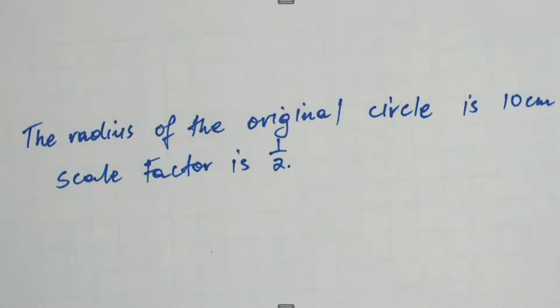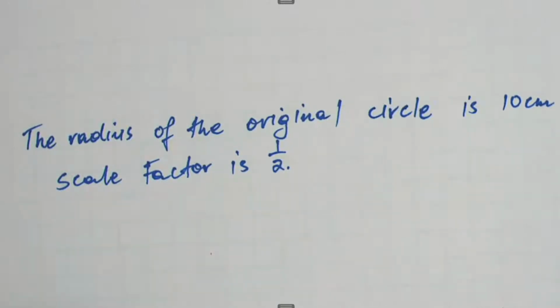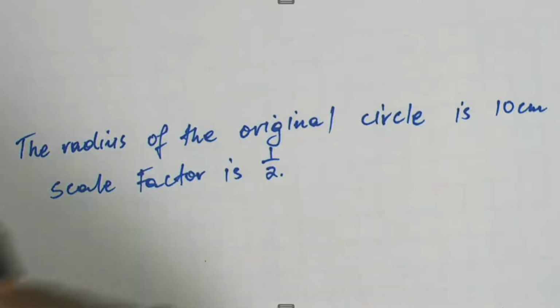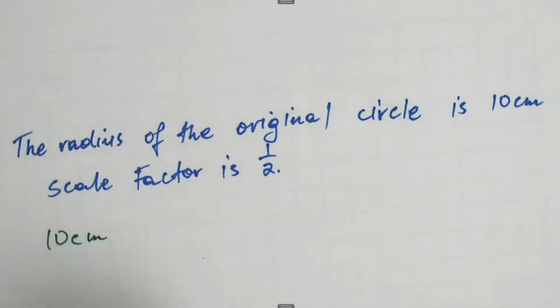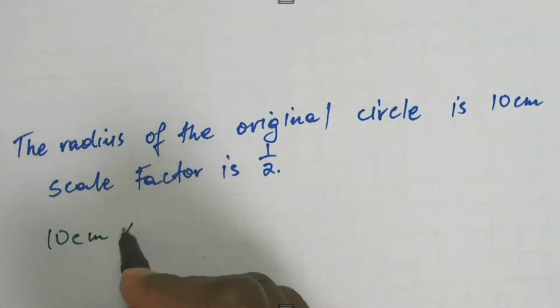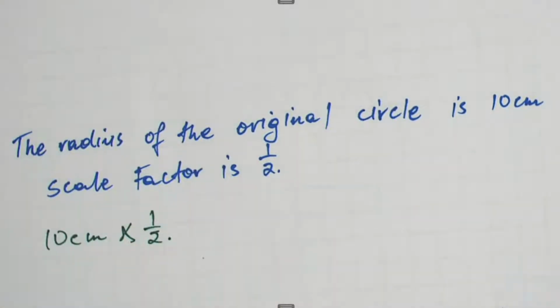Remember, guys, when we are working with enlargement or reduction, we use only one sign. In this case, we'll always multiply with the given scale factor. The original has got 10 centimeters as its radius, so we're going to multiply this by a half. Remember again, the scale factor is less than 1. If the scale factor is less than 1, it is going to produce a smaller image. Remember, we said that if the scale factor is less than 1, then it is a reduction.